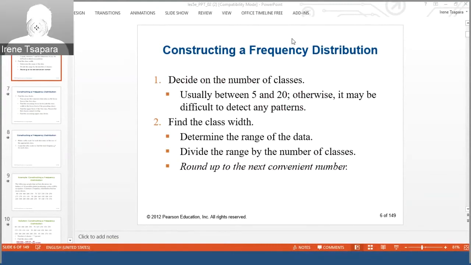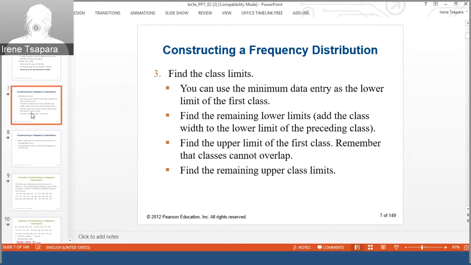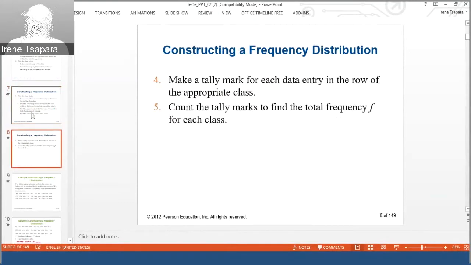Let's see now how we find the class size and what the specific requirements for the classes are. The first requirement for the classes that you are working with is that they should have the same size. All the classes should have the same size. And the next is that they should never overlap one with the other.